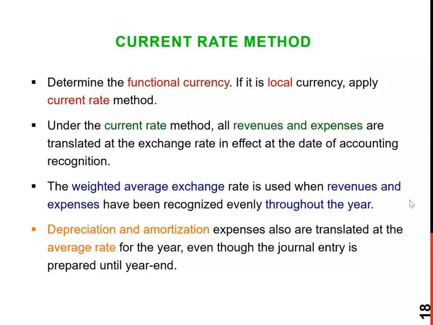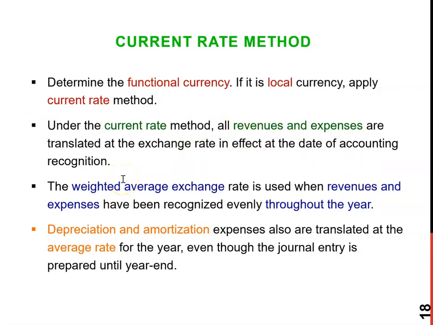Now, this is kind of a reminder for when we convert the income statement following the current rate method. You know, it's all revenues and expenses.